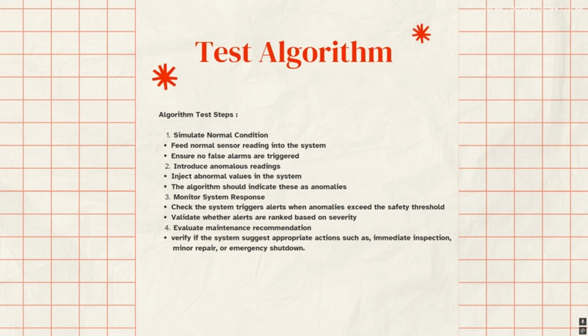So in the algorithm test steps, the first step is simulate normal conditions. The system has to feed normal sensor readings into the system. For example, the sensor reads vibration of 0.5 and temperature of 25 Celsius. Second step is introduce anomalous readings. It injects abnormal values into the system, and the algorithm should indicate these anomalies.